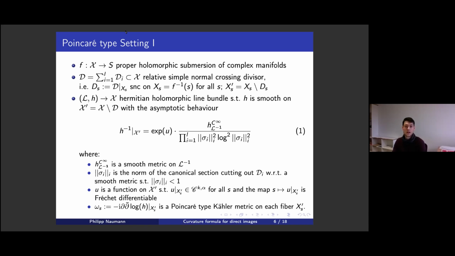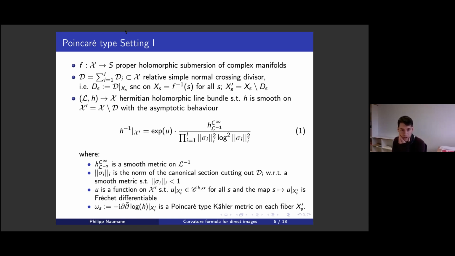And then additionally, I have to require that when I look at this metric and compute the curvature of this metric along each fiber, I get some form which I call omega_s. This I require to be a Poincaré type Kähler-Einstein metric, just a Poincaré type Kähler metric, on each open fiber. It doesn't come directly out of this asymptotic behavior expression, because in principle this function could offset the Poincaré type expression in the denominator. For instance, omega_s would automatically be of Poincaré type form if this function is just 1, or just a constant.